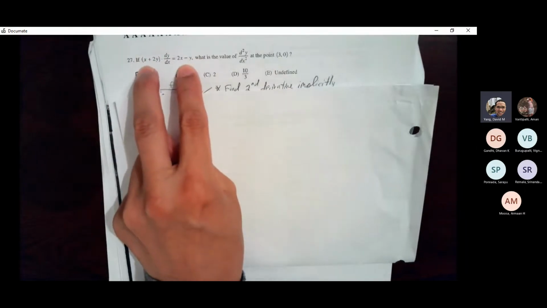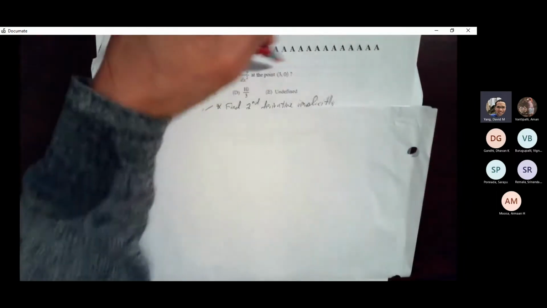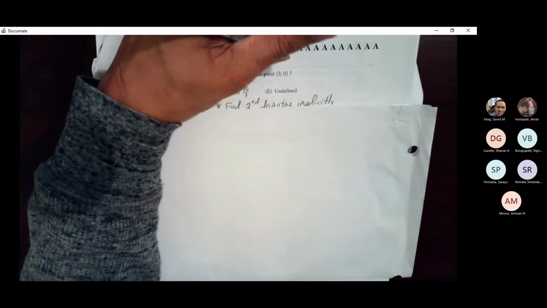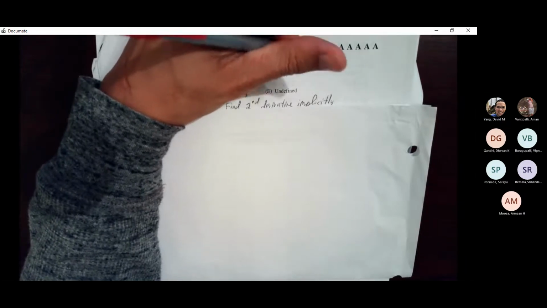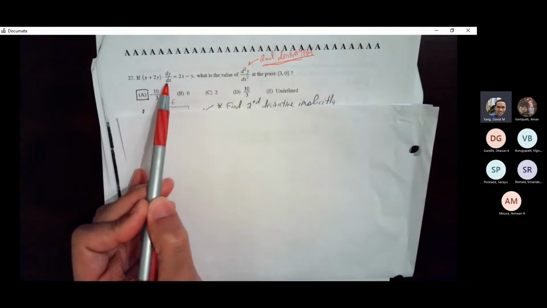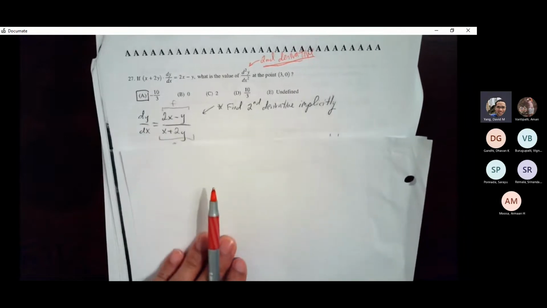Okay, 27. x plus y times dy dx equals 2x minus y. What's the value of the second derivative at the point? That notation, d2y over dx2, is saying second derivative. So I'm going to make my way to the second derivative. I see there's implicit differentiation going on here, and maybe it's easier to just solve for dy dx to begin with. So I'll divide that x plus y to the right side.